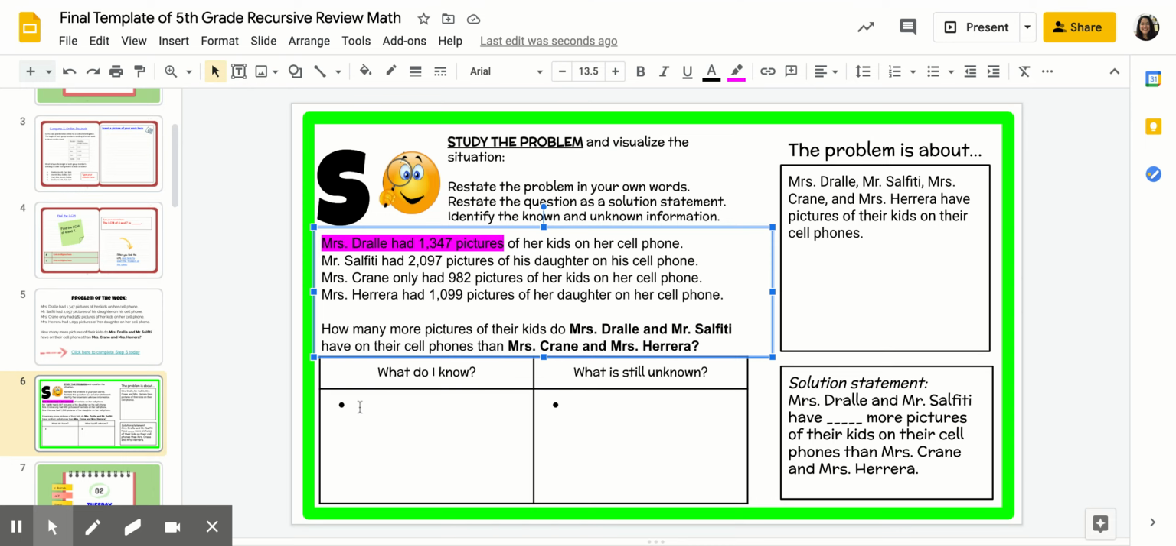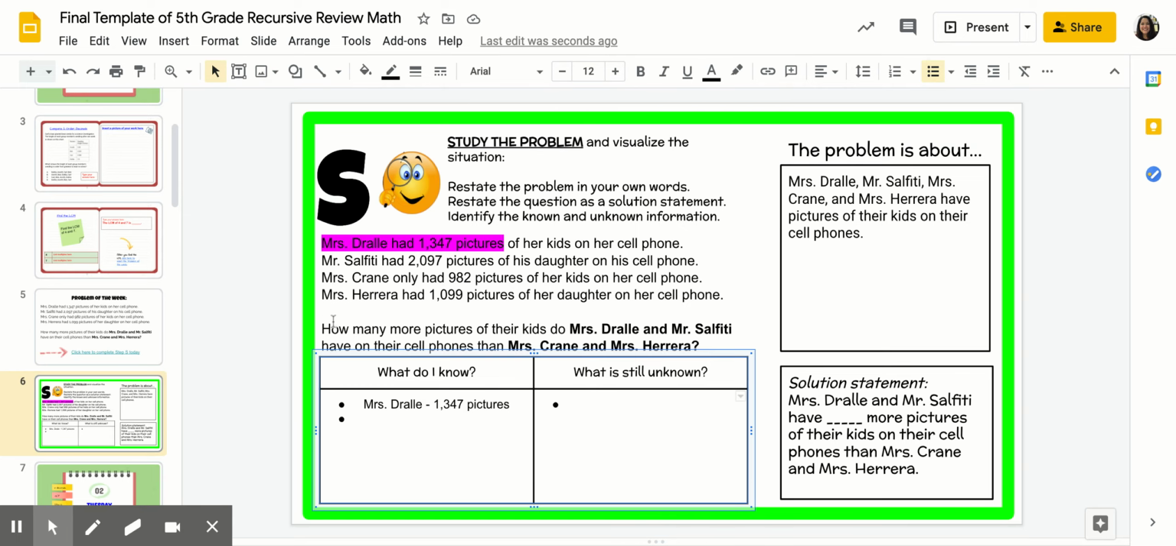What you absolutely do have to get done, though, is down here in this What Do I Know box, you're going to need to type what you know. So I don't need to put complete sentences here. I'm just going to say Mrs. Drawley 1,347 pictures. Then I would keep going and I would continue typing what I know in this problem.